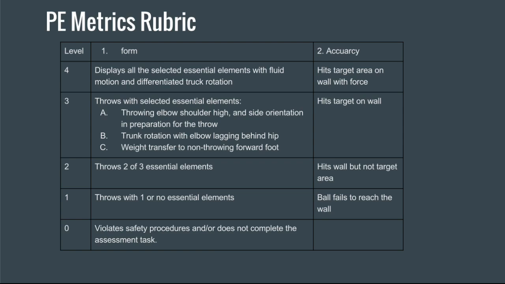PE Metrics rubric. In this PE Metrics assessment, students will be videotaped at an angle behind their dominant side. Students will then be asked to throw a ball overhand within the designated area 3 times. The criteria for competency are as follows. 1. Throwing elbow shoulder high with side orientation and preparation for the throw. A. Trunk rotation with elbow lagging behind hip. B. Weight transfer to non-throwing foot. 2. Hits target on wall. This will be demonstrated in the following clip.